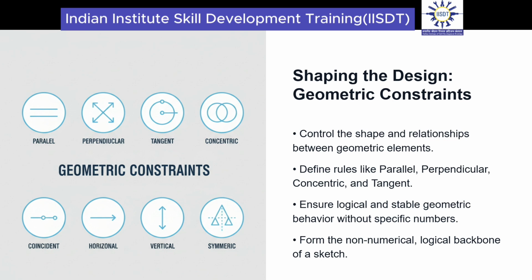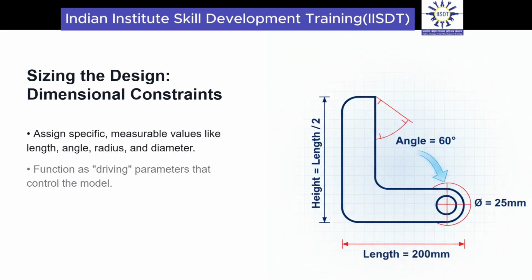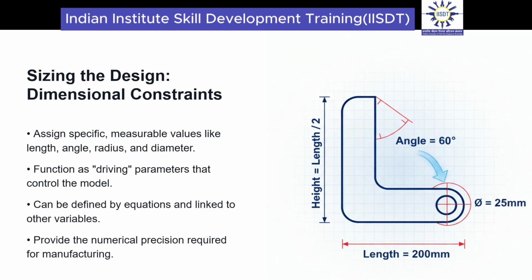By applying these constraints, you are building a robust and predictable geometric skeleton. This framework ensures that the design behaves as intended during subsequent modifications, preventing accidental distortions and maintaining the core integrity of your concept before a single dimension is even added. If geometric constraints form the logical skeleton of our design, then dimensional constraints are the muscles and substance that give it precise form and size.